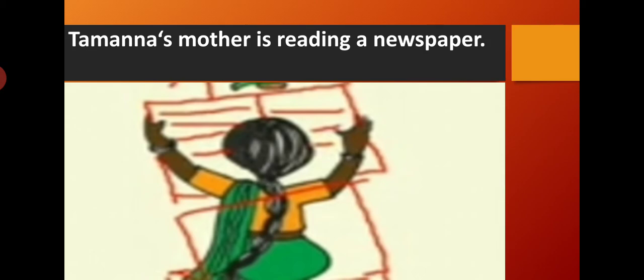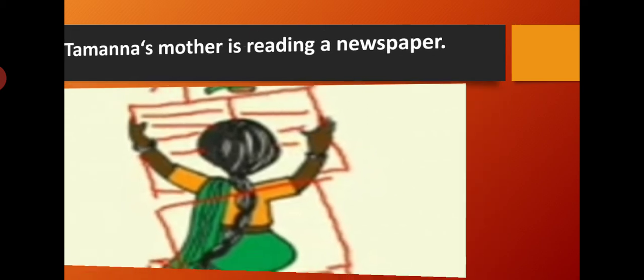So up to now you have drawn 4 things. 2 chairs you have drawn, 1 storybook and 1 newspaper. Who is reading the storybook? Yes, Tamanna is reading a storybook. And what is her mother doing? Her mother is reading a newspaper. And both Tamanna and her mother are sitting on the chair.